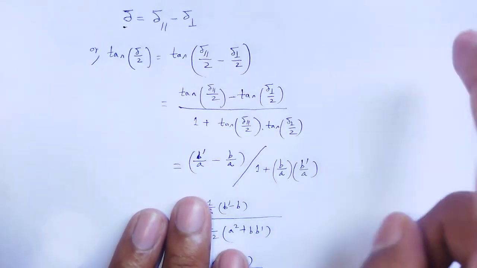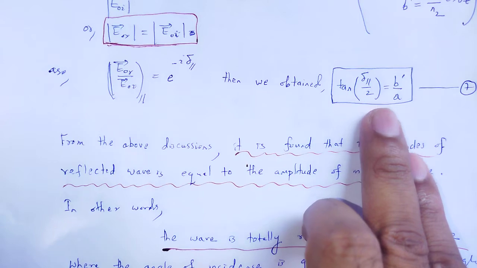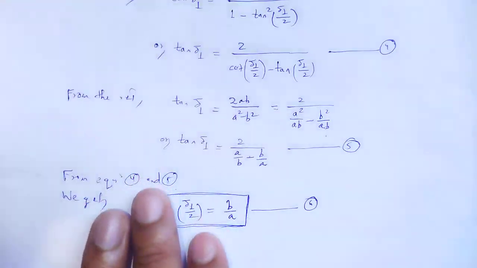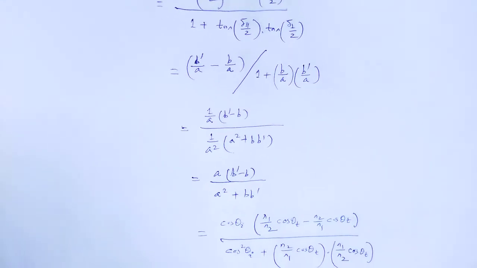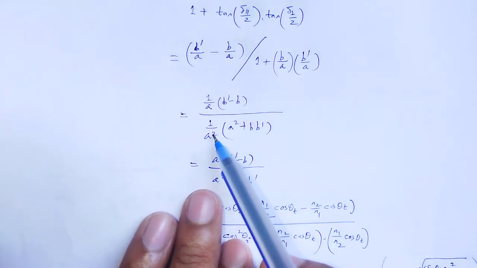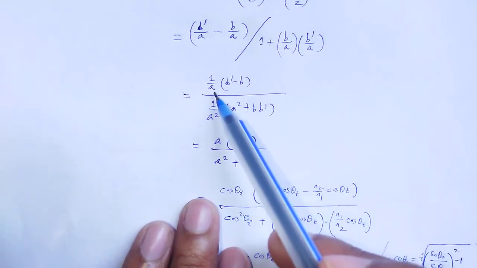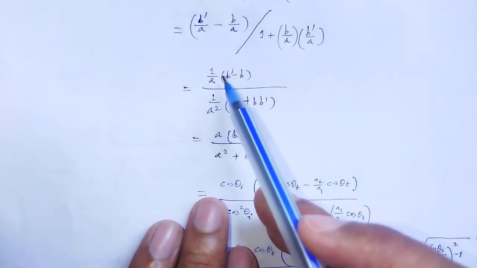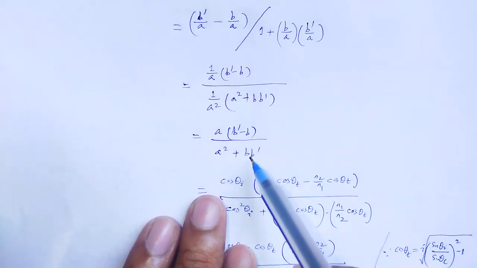Usual substitutions can be made. So, tan delta parallel by 2, as we obtained, is B dash by A, then tan delta perpendicular by 2 is B by A, divided by 1 plus B by A into B dash by A. Taking the LCM, 1 by A is common, B dash minus B, divided by 1 by A square is common, so A square plus B into B dash in the bracket term. Under simplification we have 1 by A into A square, so 1 A cancels out, so A whole into B dash minus B divided by A square plus B into B dash.